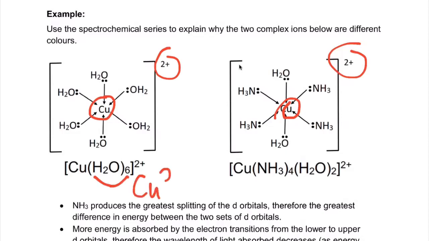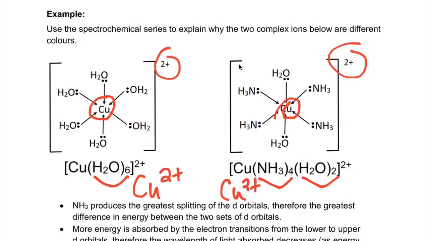And over here, 2 of them are water, but the other 4 are ammonia, NH3. And ammonia is also neutral. It does not have a charge. So this is still Cu2+. So the ion is the same metal, and it's the same oxidation state. So neither of those are different, okay? What's different here is the ligands.